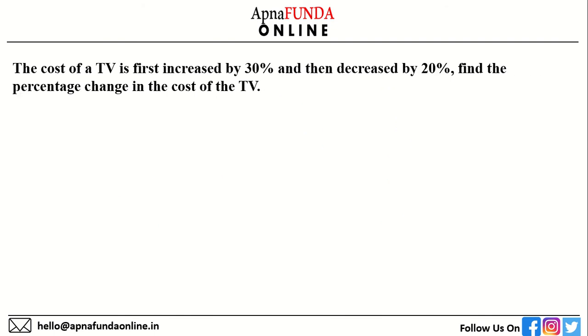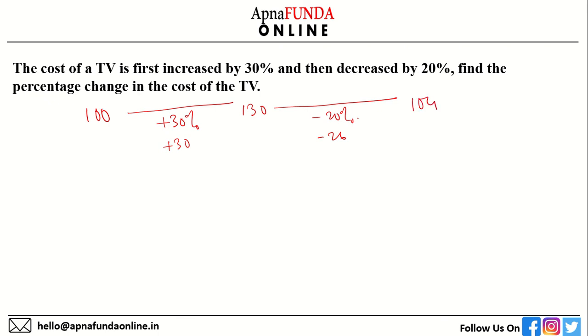Next question, the cost of a TV is first increased by 30 and then decreased by 20. Find the percentage change in the cost of TV. So let the cost of the TV be 100, increased by 30%, that is plus 30, 130, then decreased by 20%. So 20% of 130, that is 26, minus 26. So 130 minus 26 will give me 104.